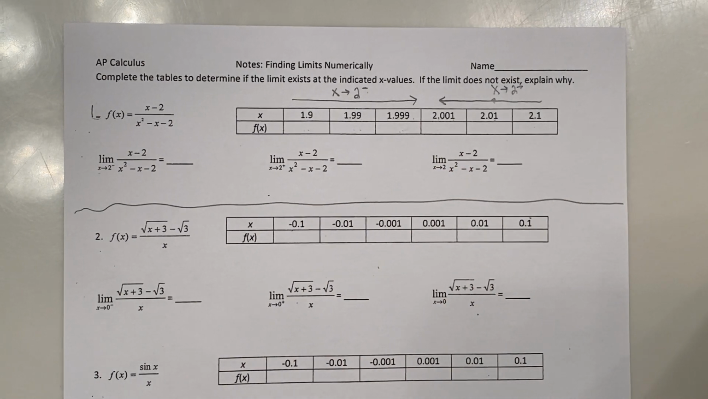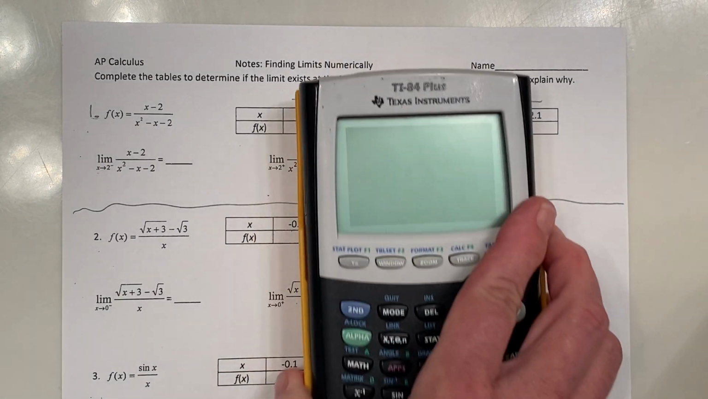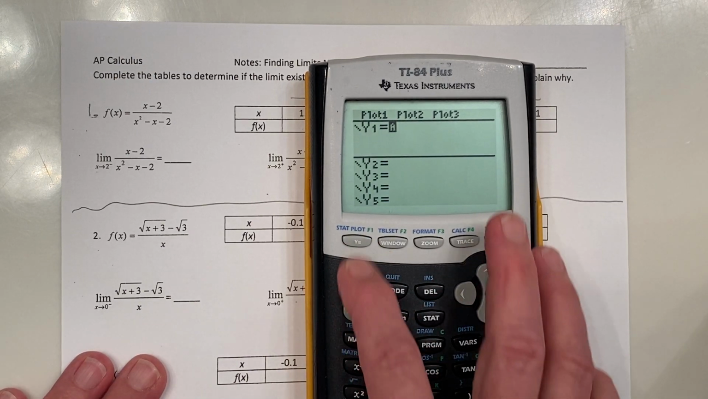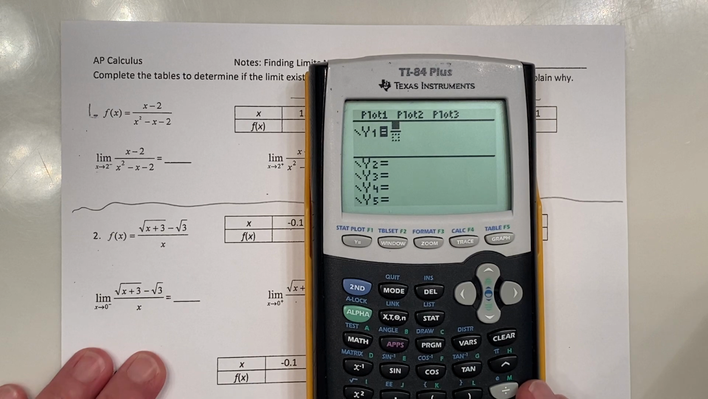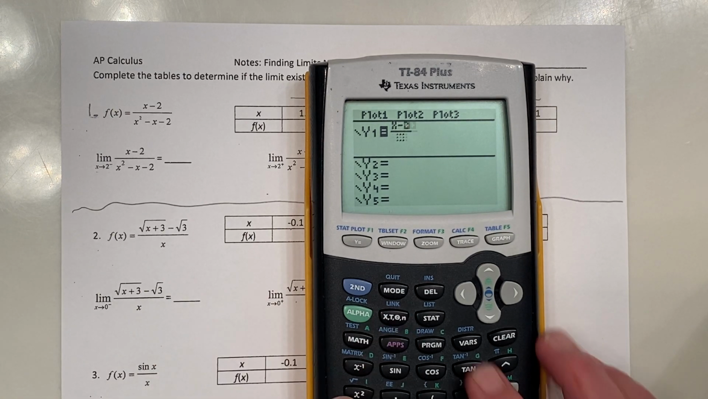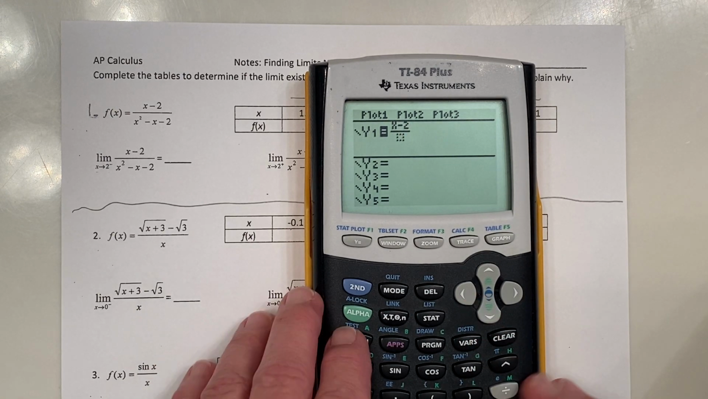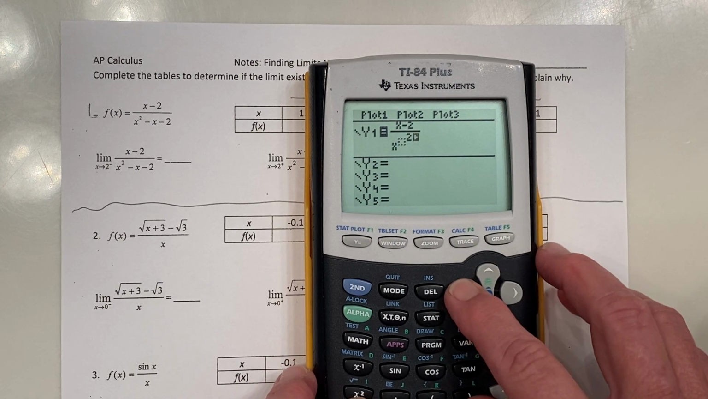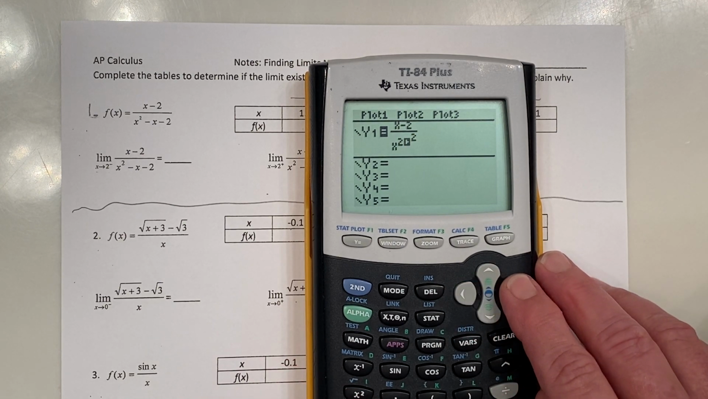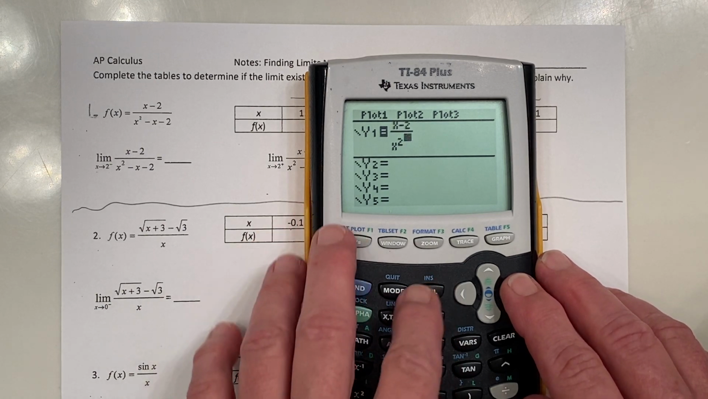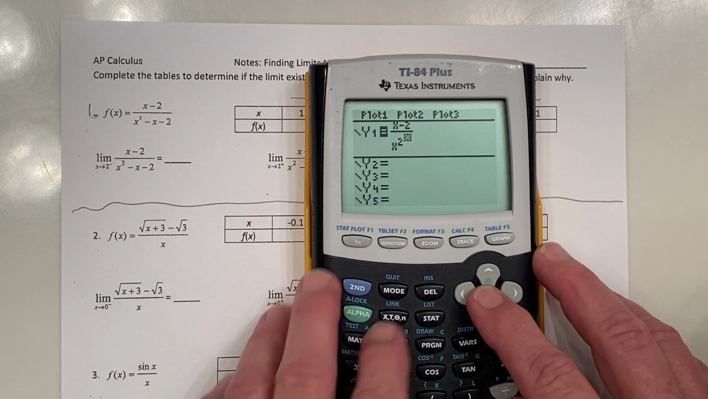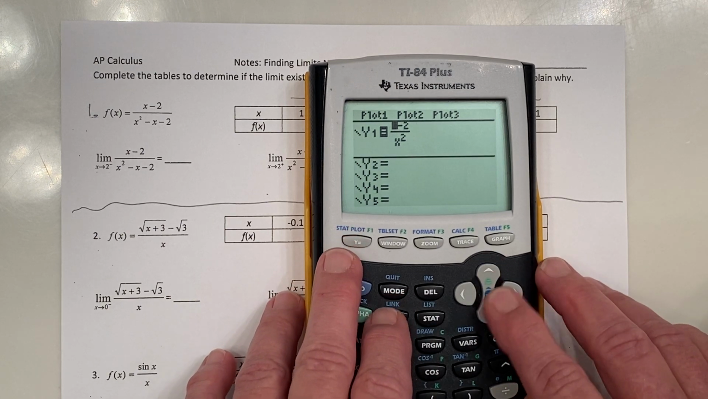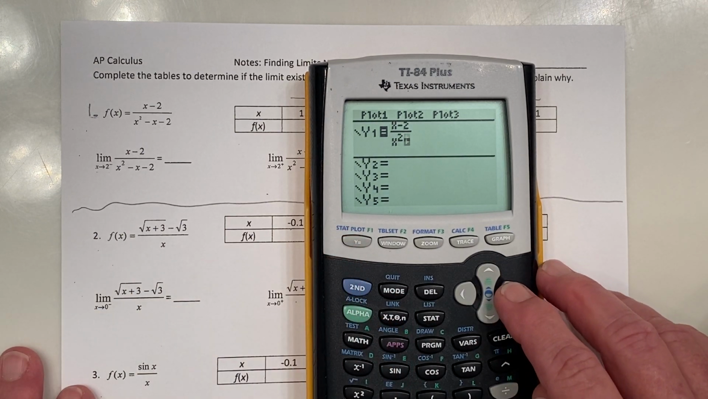So we're going to go to our graphing calculator. So let's go ahead and enter this function into y equals. Sorry about that. Let's see what's happening here.